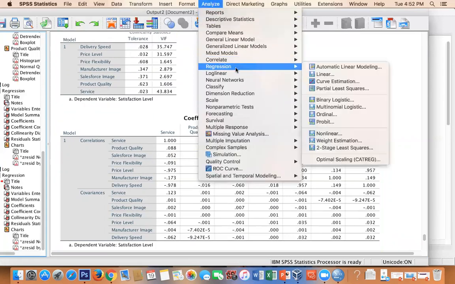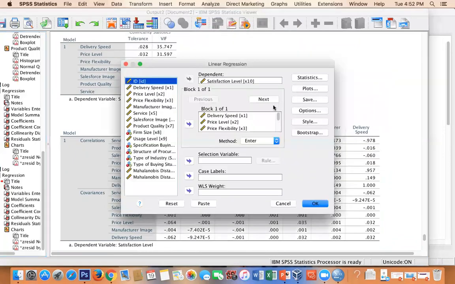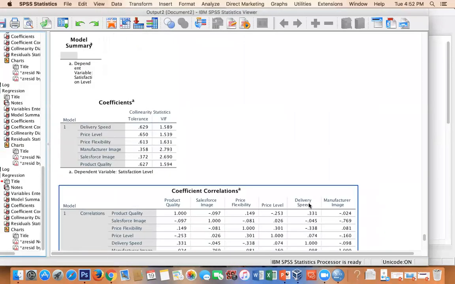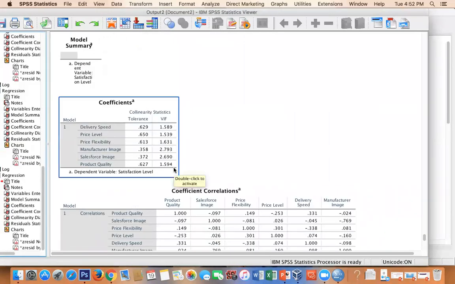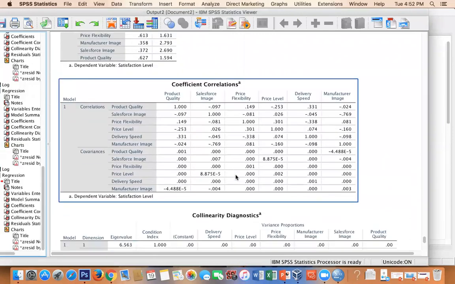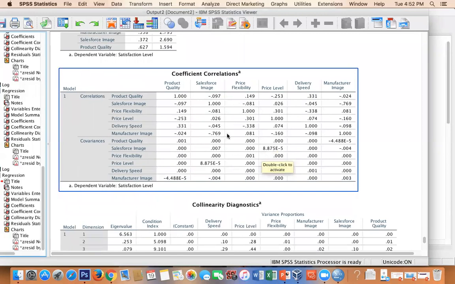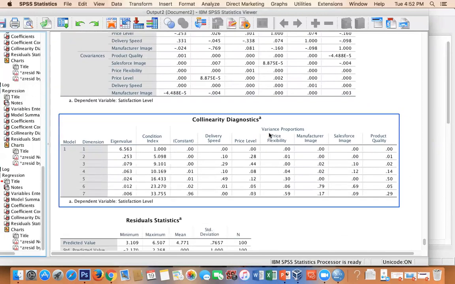So I'm rerunning this linear, taking the service out and pressing OK. The moment you take that one out, your VIF is pretty damn good. Everything is less than 10. Next thing, look at the correlation matrix. Except for one correlation, which is 0.769, everything else is fine. Okay, you should try to eliminate variables which have a correlation of over 0.7, but in this case, it's just one of all. So I'll let it go.